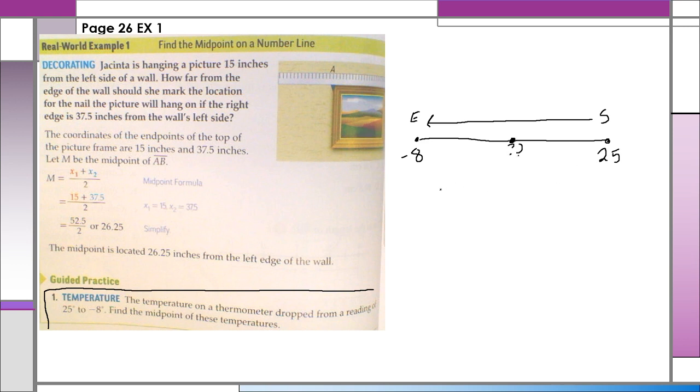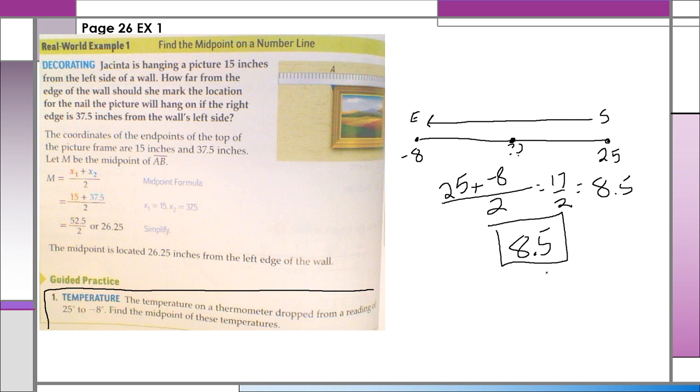Well, just like before, we take our end number, or this number here. It doesn't matter whether you start or end. So we take 25, one of the numbers, plus the other number, divided by 2. So end1 plus end2 divided by 2, which would be 17 over 2, which is 8.5. So 8.5 would be our halfway value.